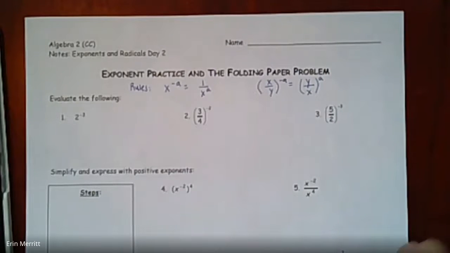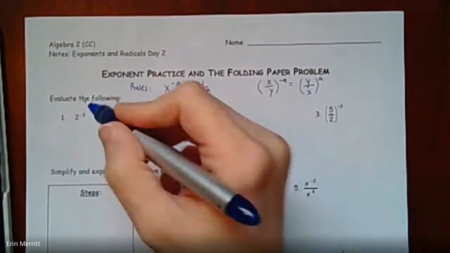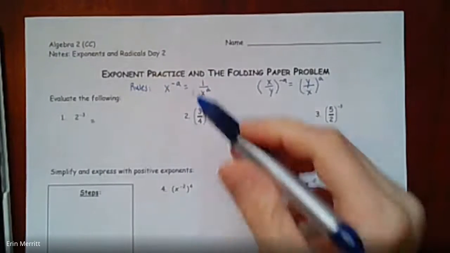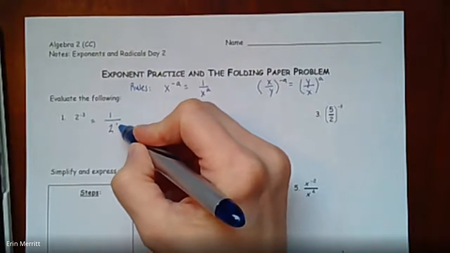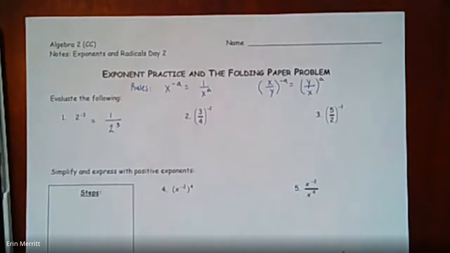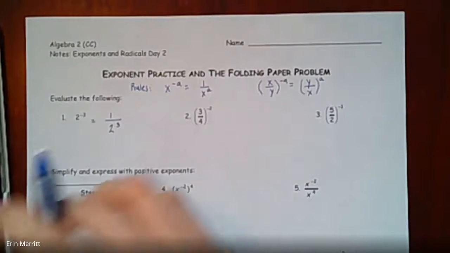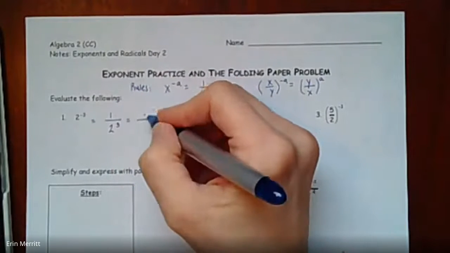So the first three that you have right here, if I have 2 to the negative third power, there's that first rule. So I'm going to flip it over, so I put it under 1, and then make it 1 over 2 raised to the third power. And then you can use your calculator if needed, but 2 cubed is 8.